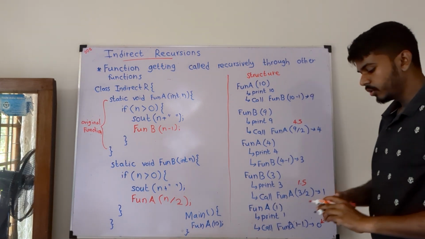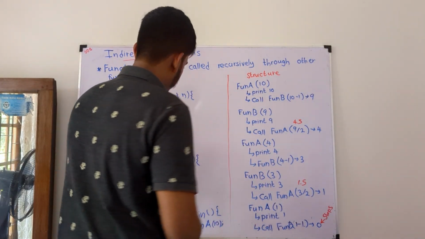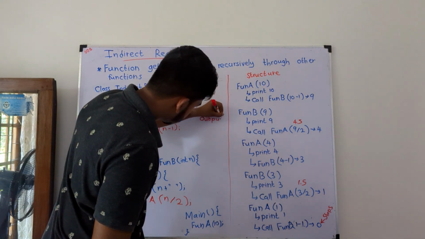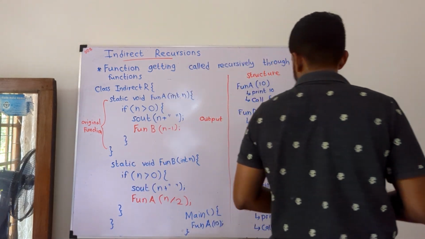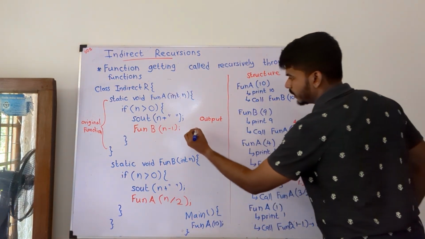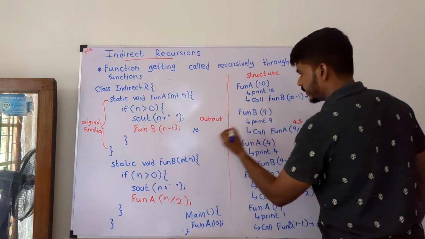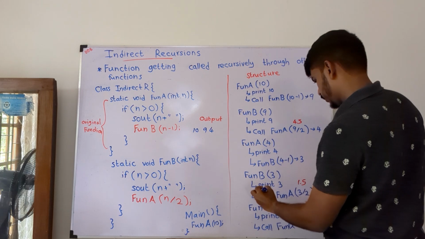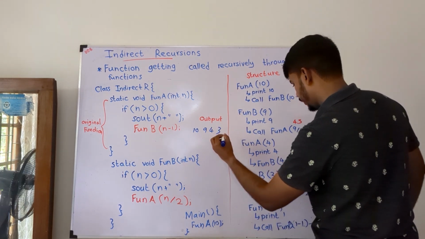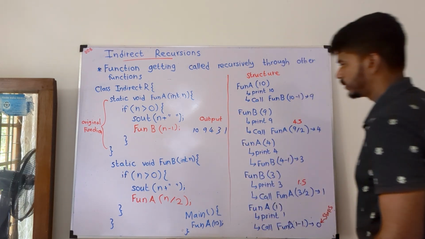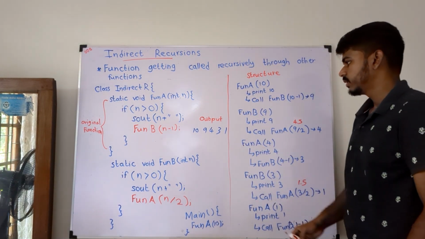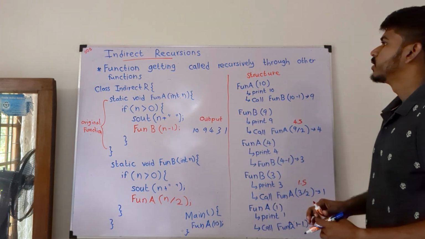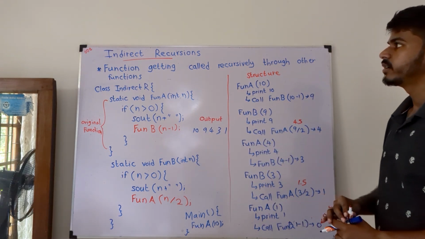So the output is going to be, I'm going to write the output. First printing 10, then print 9, then print 4, then print 3, then print 1. That is the output of this code. So that is indirect recursion.